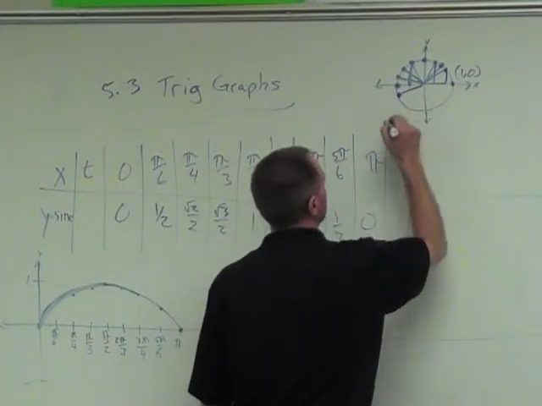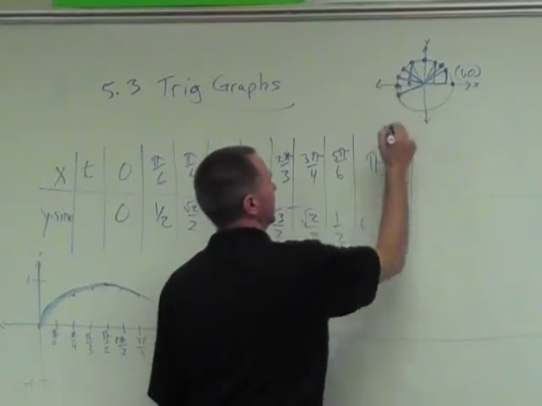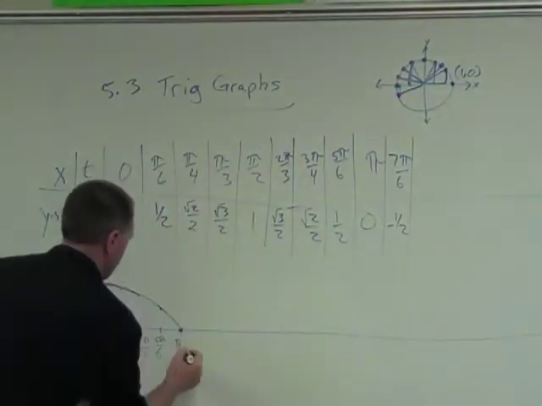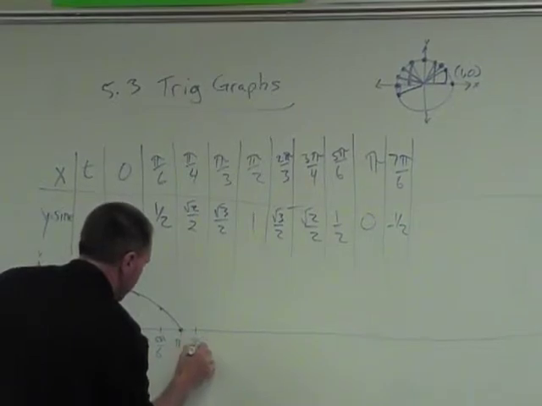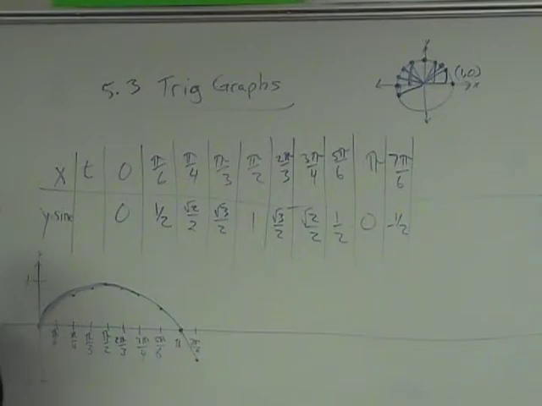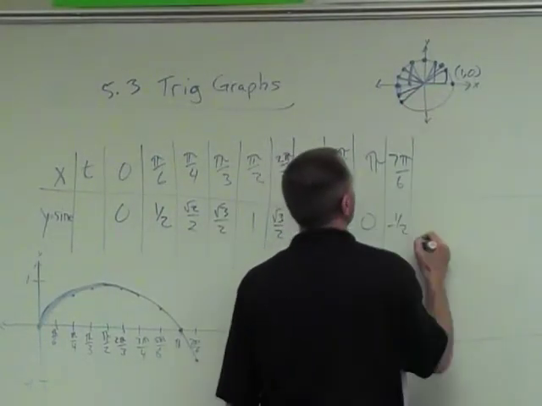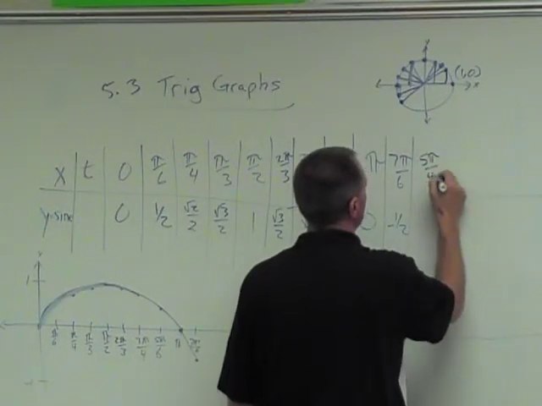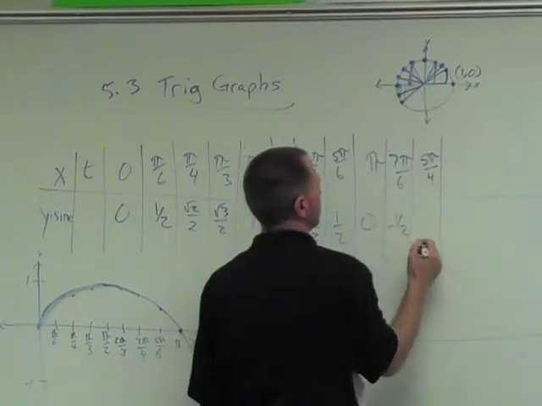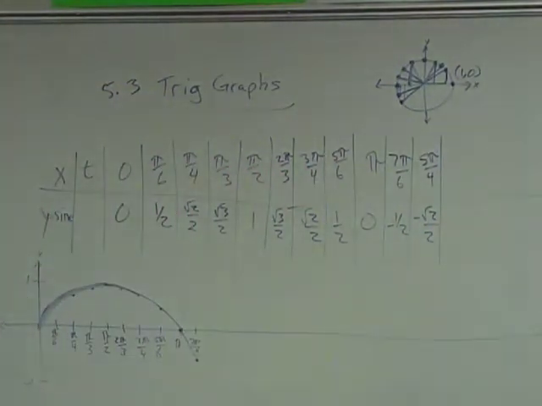210 degrees. 7 pi over 6. What is the y value there? Negative 1/2. All of a sudden, we're down here. Negative 1/2. 5 pi over 4. What's the y value? Everybody should realize it's a 45-degree angle. It's going to be the radical 2 over 2, except it's negative. Pretty good so far? Not too hard, is it?